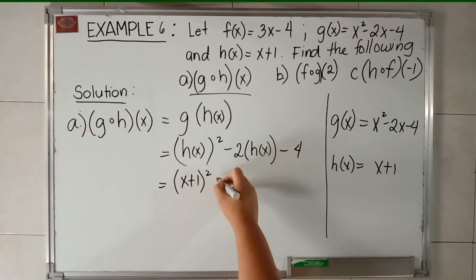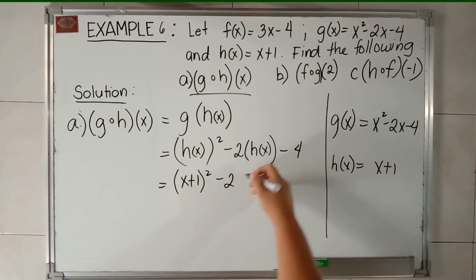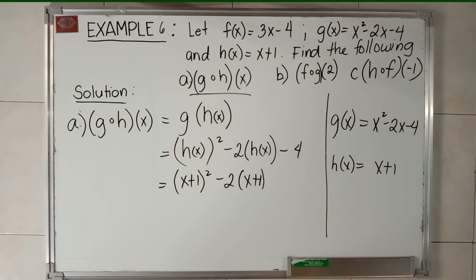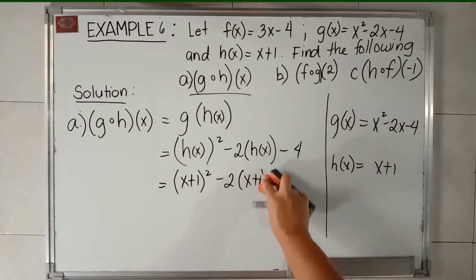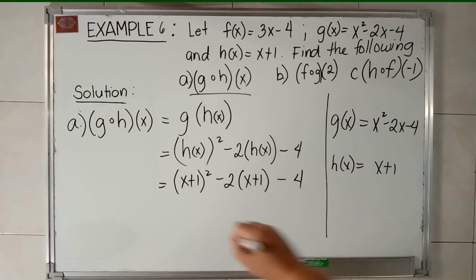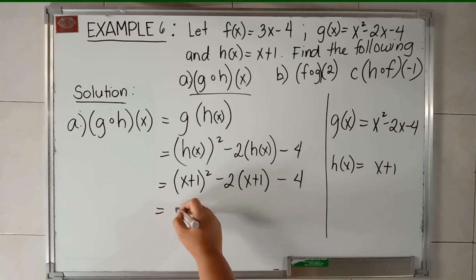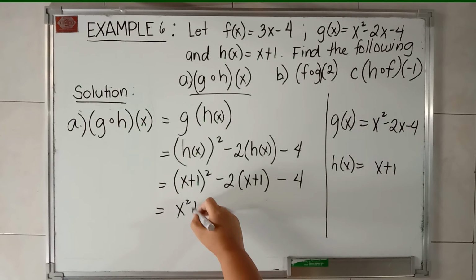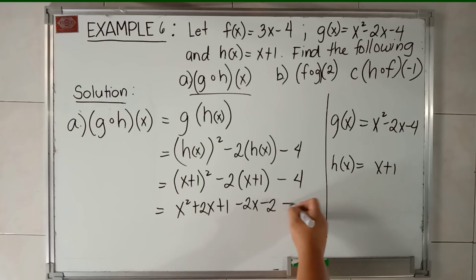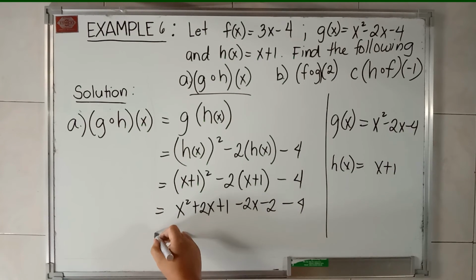So, x plus 1 squared minus 2 times x plus 1 minus 4. So, square x plus 1, we have x squared plus 2x, square the last term, which is 1. Negative 2 times x is negative 2x. Negative 2 times 1 is negative 2. Rewrite negative 4. So, we can now combine like terms.